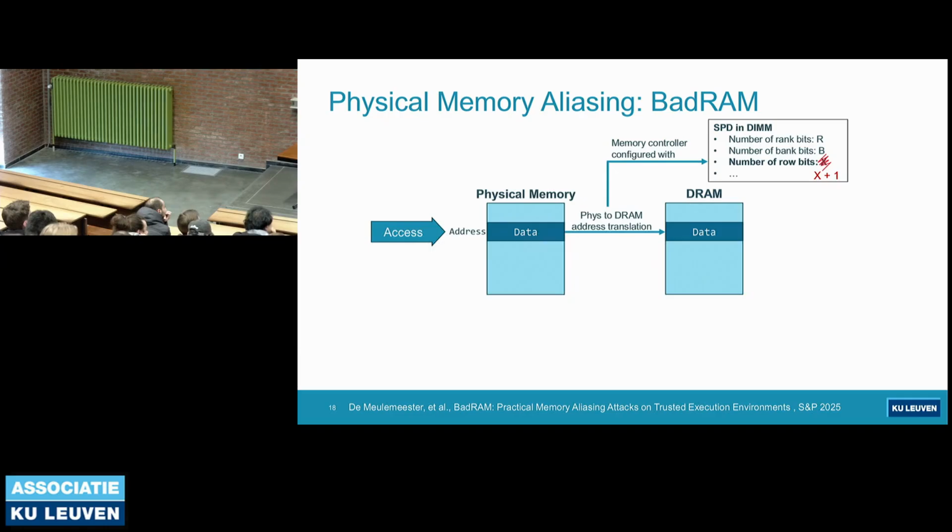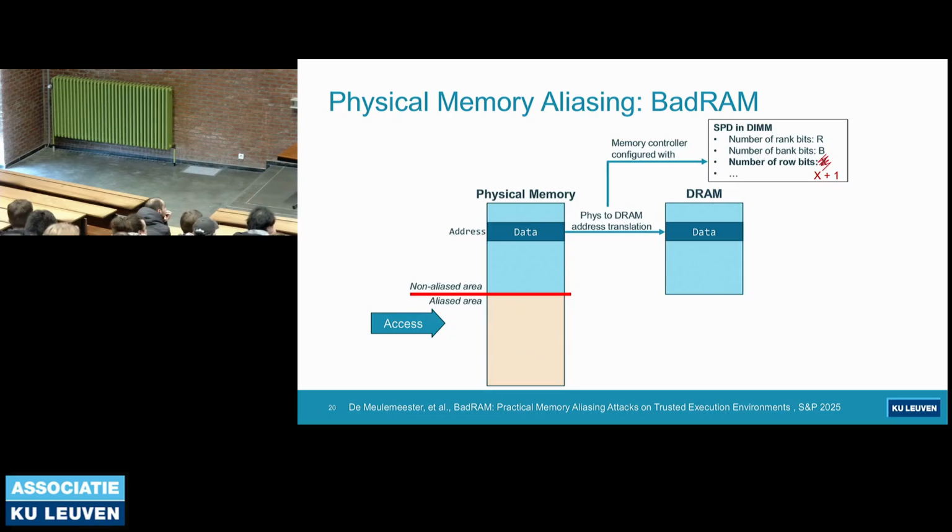Such that it thinks that there's twice as much memory, right? Because we increased the row bits, so it thinks there's twice as much physical memory, and it in turn presents the operating system with a physical memory area that's also twice as large. However, if we access an address in this part, then the memory controller translates this address to a DRAM address.